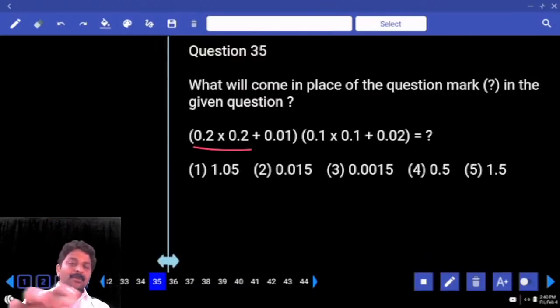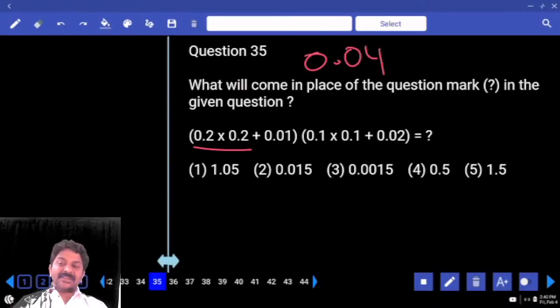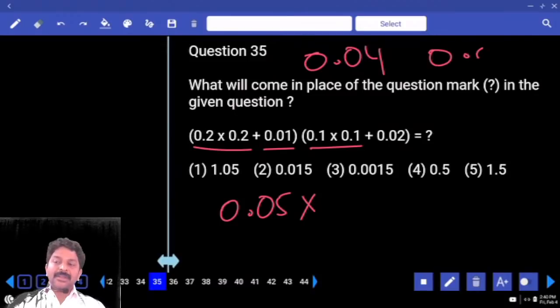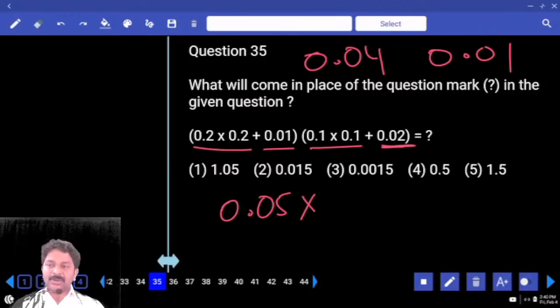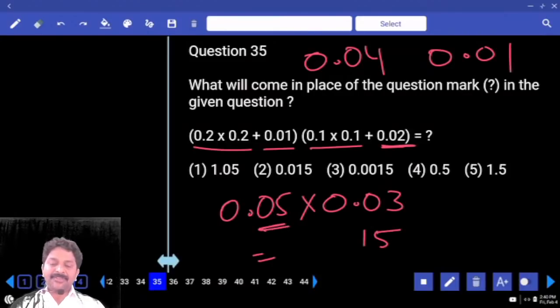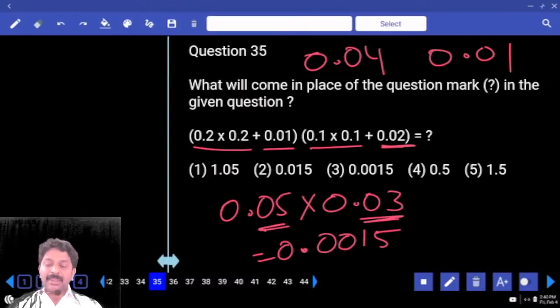0.2 into 0.2. How much is that? 0.4 plus 0.01. 0.05 into 0.1 into 0.1. 0.01 plus 0.02, that is 0.03. Right, forget about decimal for some time. 5 into 3, 15. In first number, how many digits are there after decimal? And in second number, in multiplication, how many you should get? That means must be 0.0015. Third option answer.